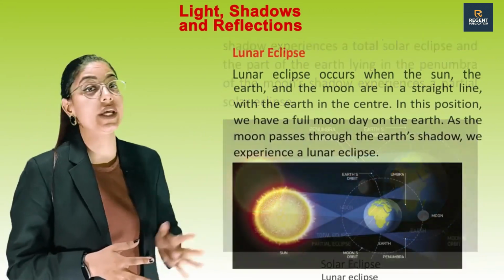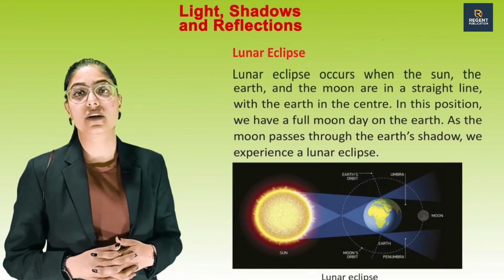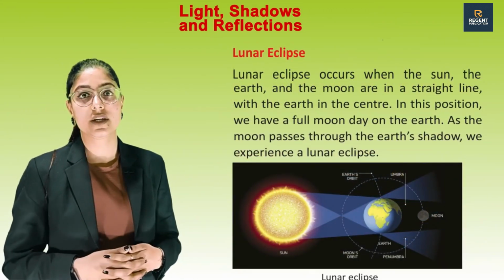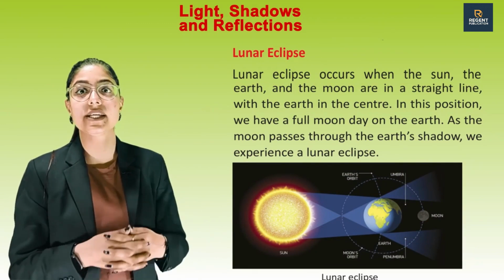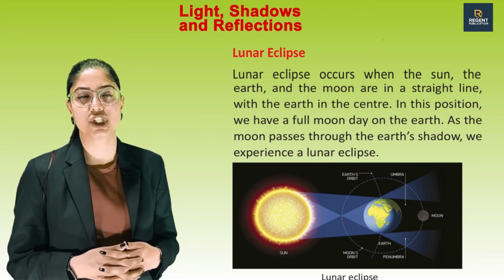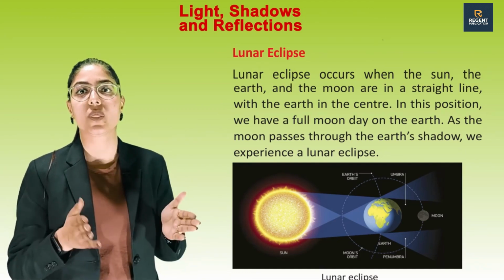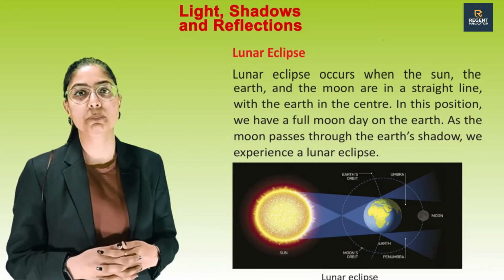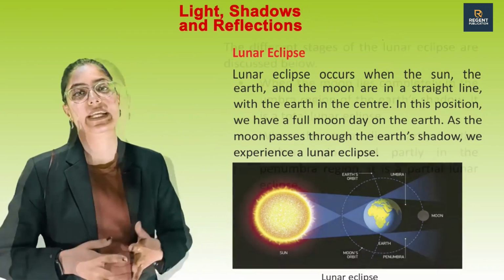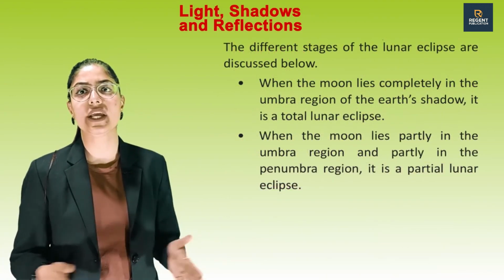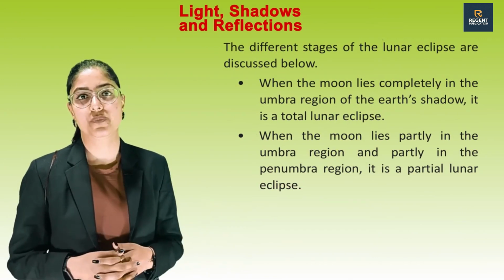Next is lunar eclipse. Lunar eclipse occurs when the sun, the earth and the moon are in a straight line with the earth in the center. In this position, we have a full moon day on the earth. As the moon passes through the earth's shadow, we experience a lunar eclipse. The different stages of the lunar eclipse are discussed below.